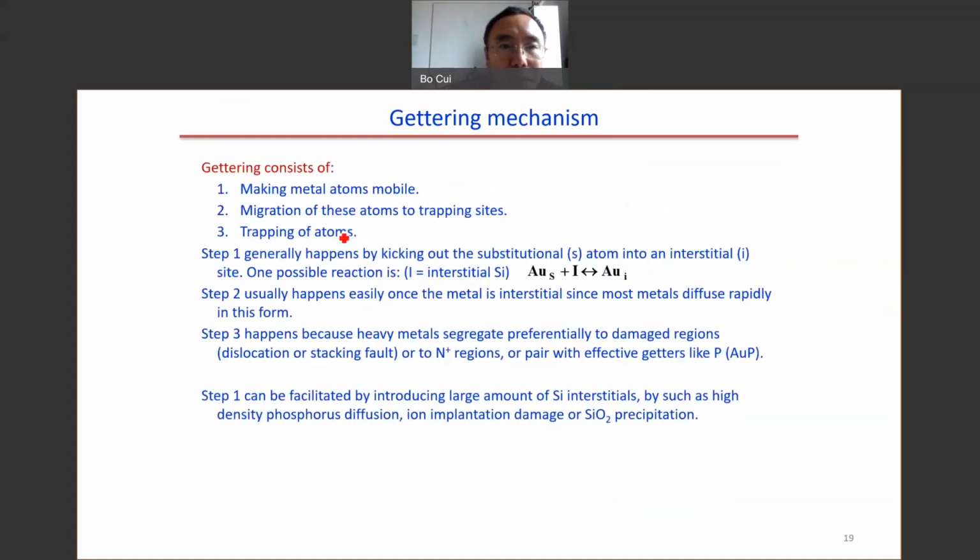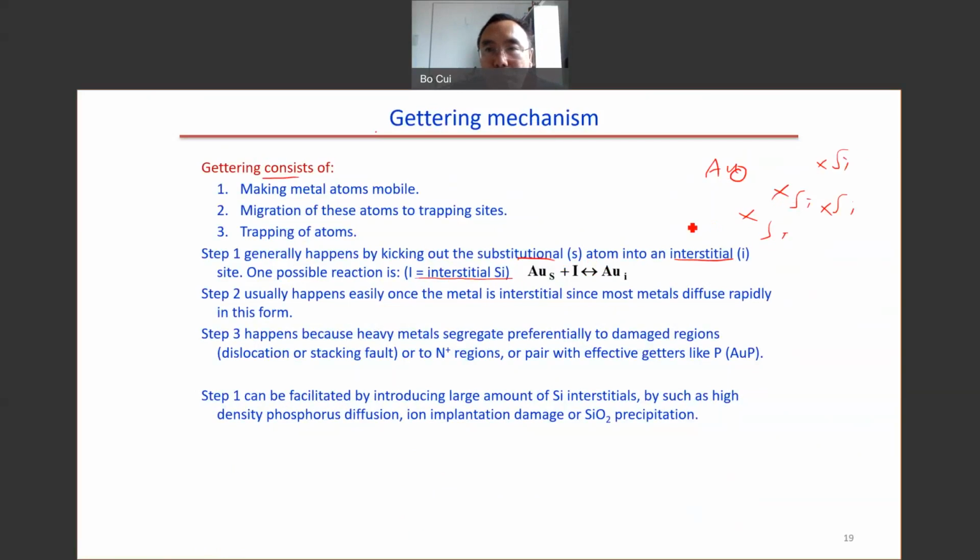So here the gettering consists of 3 steps. The first one is making metal atoms mobile. So making the metal atom mobile can be done by moving the metals from the substitutional to the interstitial. For example, if you have gold here, so silicon. So this is the silicon, and we have to have silicon here. This silicon atom here is called the interstitial silicon.